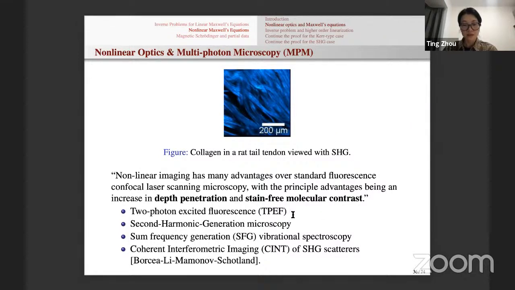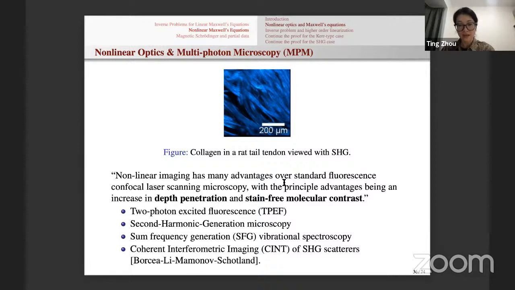This kind of imaging process was explored, and there were several technologies using nonlinear optics, say two-photon excited fluorescence, and using second harmonic generation in the microscopy. And there are some theoretical and developing image modalities called coherent interferometric imaging, using also second harmonic generation scatterers. So these are all focusing on recovering the nonlinear electromagnetic property of the material.